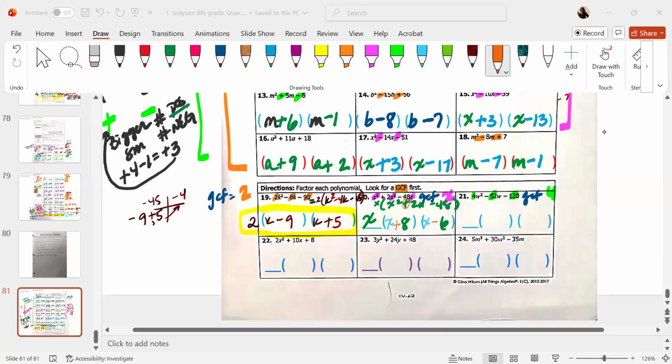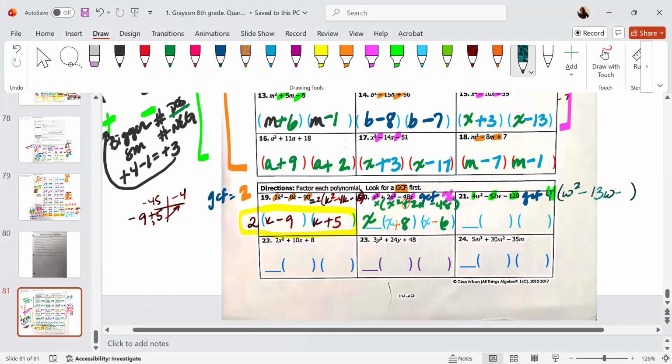Okay, so for number 21, the greatest common factor is 4, right? If you take the 4 out, you get a w squared minus 13w minus 30, correct? So you put the 4 right there, w, and then you have 3 and 10 minus. That's your answer for number 21. Or hold on a second, nope. Is it a minus? It is a minus.